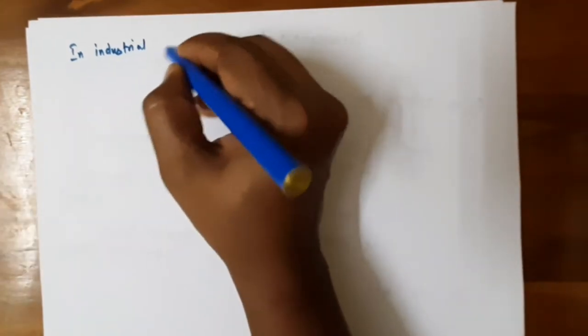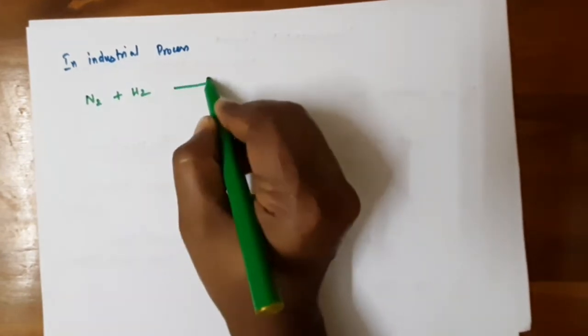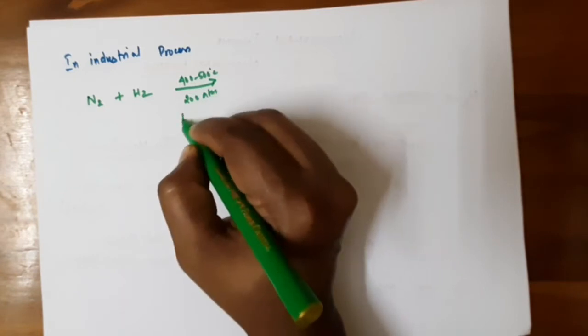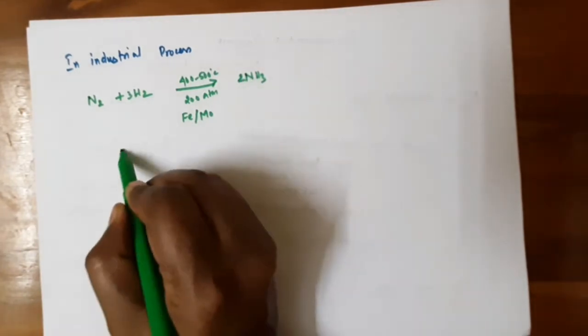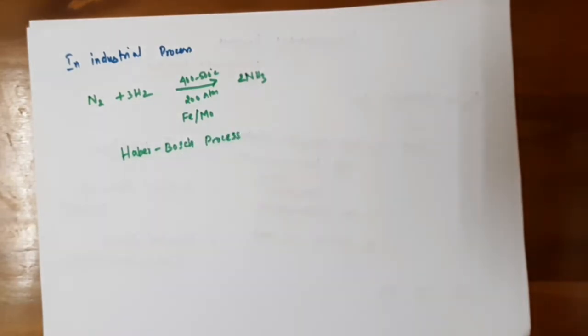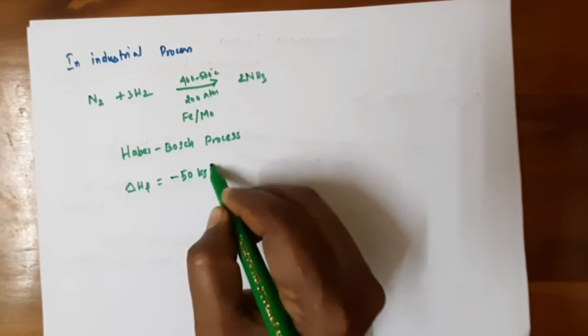First, in the industrial or artificial process, nitrogen reacts with hydrogen at 400 to 500 degrees Celsius and 200 atmospheres, with the help of either an iron or molybdenum catalyst, which produces ammonia. This is called the Haber-Bosch process. During this reaction, the energy will be 50 kilojoules per mole.